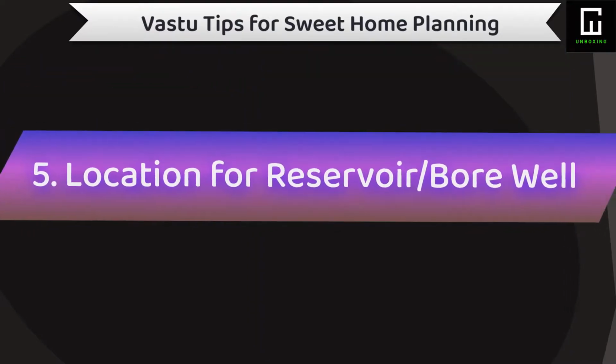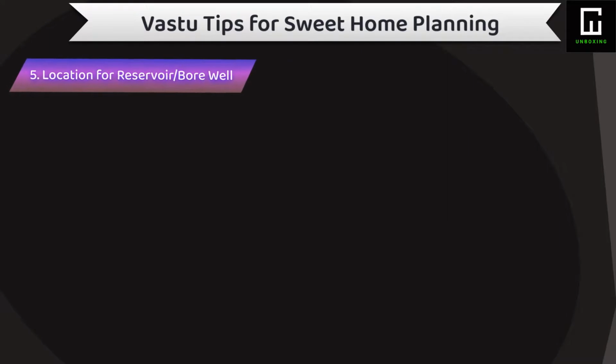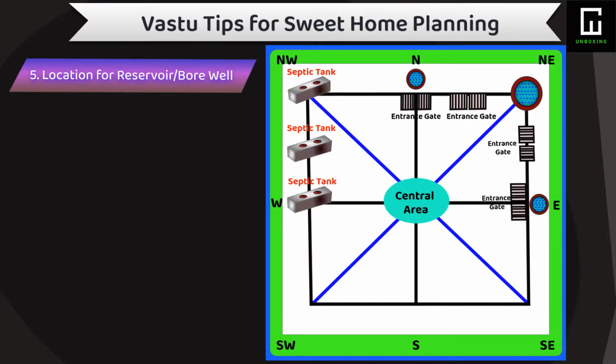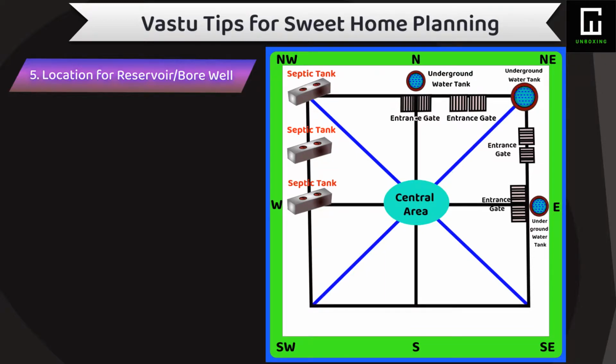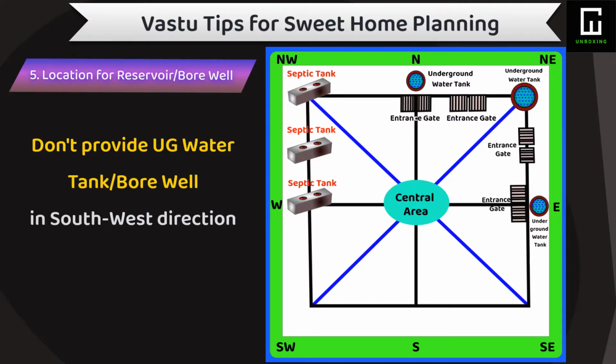So while planning for the underground reservoir or borewell for drinking water provision, the best location as per Vastu is the northeast direction of the plot. By the way, you can also provide underground water reservoir in north direction as well as east direction if you don't have accessibility to northeast. But remember, the underground reservoir or borewell should not be constructed at southwest direction as it can be harmful as per Vastu.